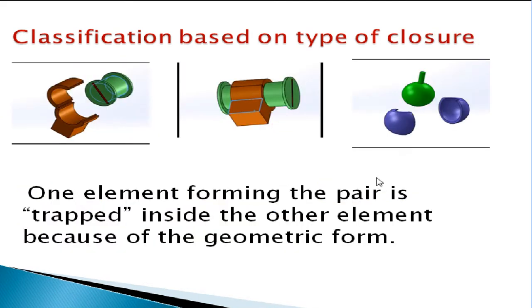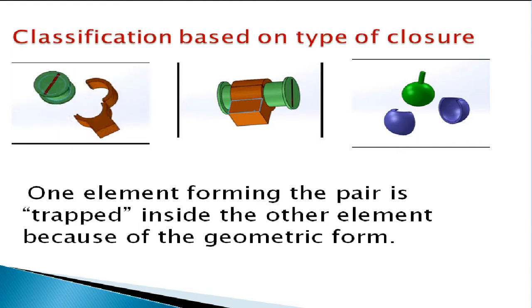This is another classification scheme wherein you see how contact is maintained. If the contact is maintained because of geometric form, you call it a form closed pair. Whereas if the contact is maintained because of force, some kind of external force, we call it force closed pair. Let us try to take a look at it.